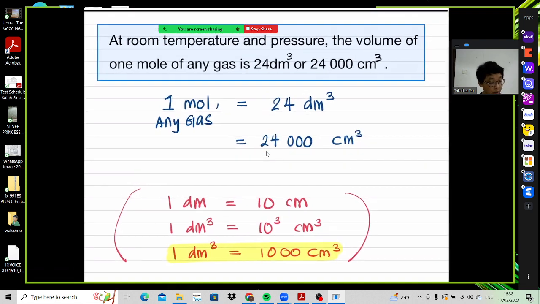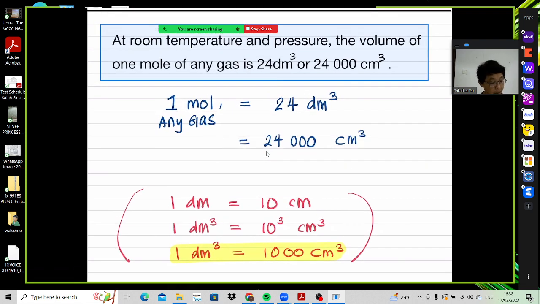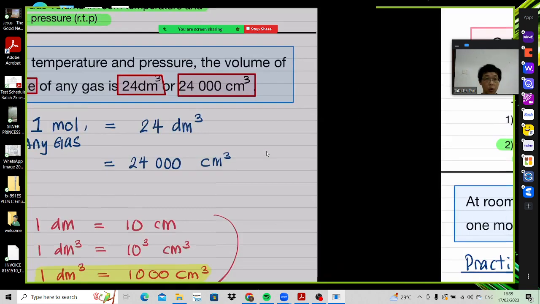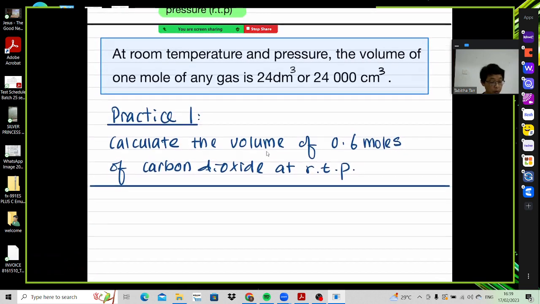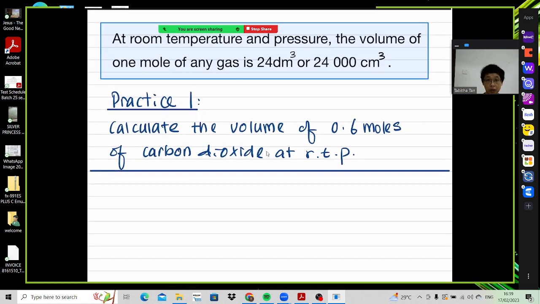And now what is essential for you to know is this magic number. You want to keep this in your memory. 1 mole of any gas will take up 24 dm cube or 24,000 cm cube. So just get this magic number nicely, comfortably in your permanent memory. Let's proceed to practice questions.